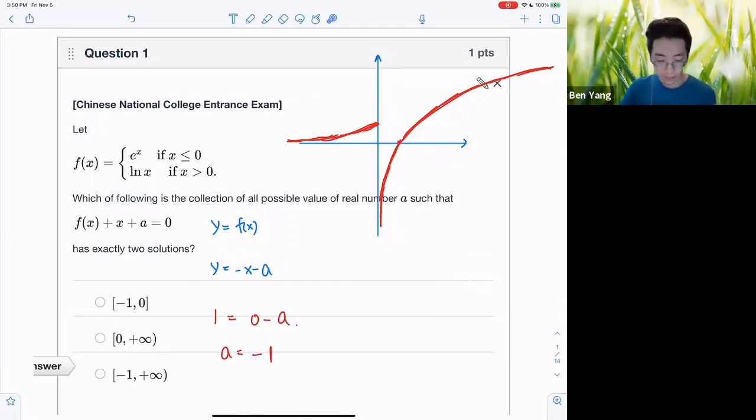Oh, okay. So we want the y-intercept to be smaller than or equal to 1. And that's like negative a is smaller than or equal to 1. So a is larger than or equal to negative 1. So the answer is C.